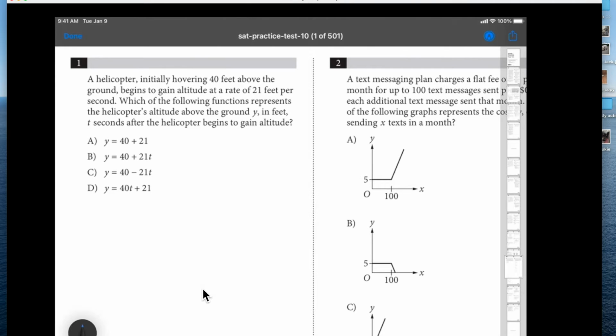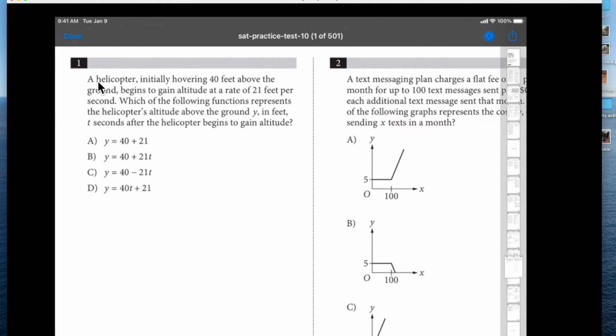In this video, we will be working on the SAT practice test number 10, and the calculator is allowed for this section. Okay, problem 1 says that a helicopter is initially hovering 40 feet above the ground. It begins to gain altitude at a rate of 21 feet per second. Which of the following functions represents the helicopter's altitude, y, in feet, t seconds after the helicopter begins to gain altitude? Okay. If you look at these answers, these are all in y equals mx plus b format.